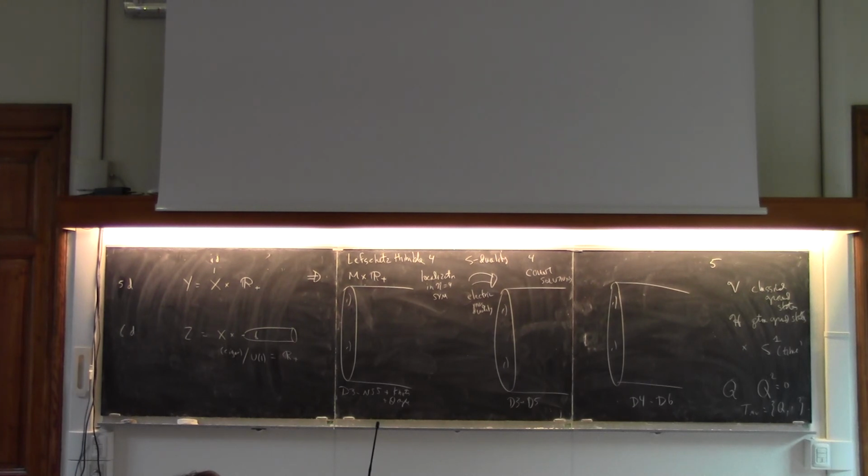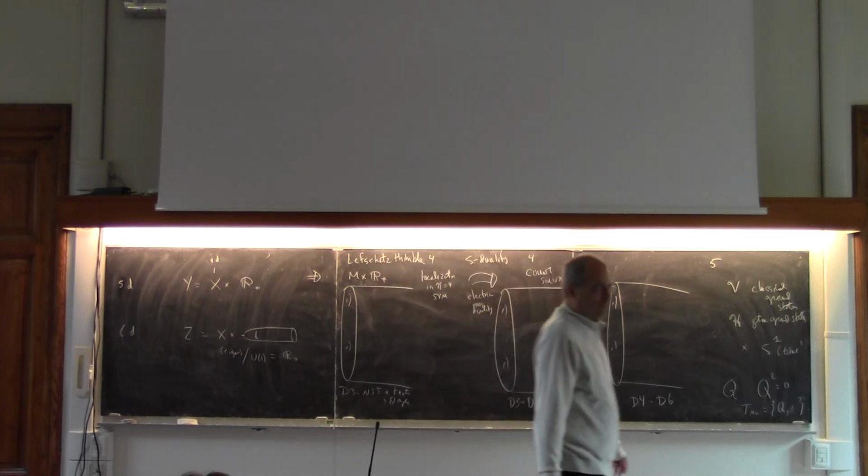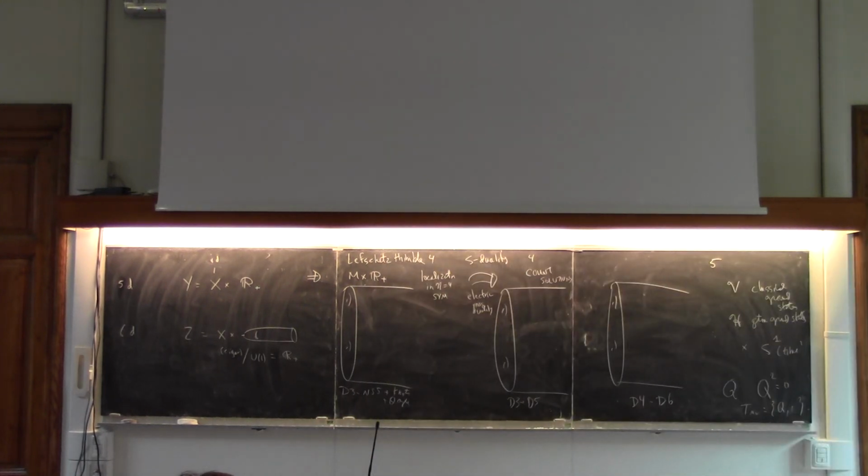So what exactly is the 5D theory? The 5D theory is N=2 super Yang-Mills. On the boundary, is the coupling going to 0? Sorry, on the boundary, is the coupling going to 0 in 5D? Well, no. What motivates your question is that the radius is going to 0. Yes.